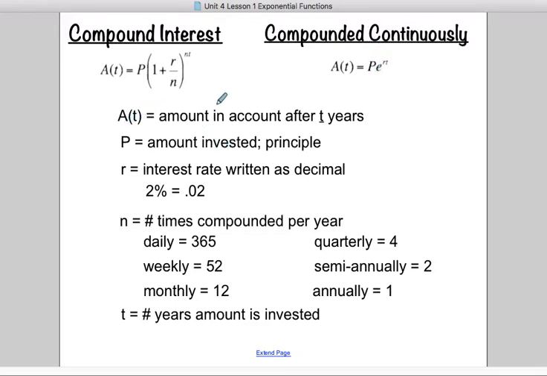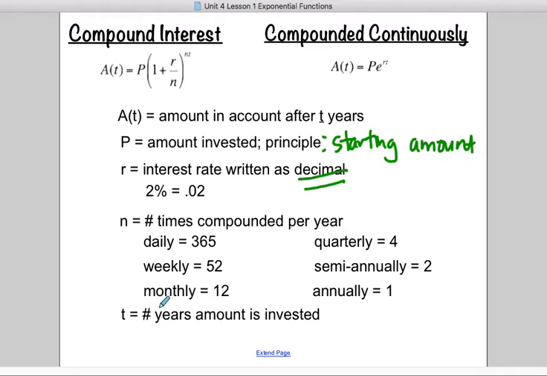So what does all of this mean? A of t is the amount in the account after t years. So it's like what you get out. You plug in all this information and what do you get out? What is your current balance of your account? P is the amount invested, or your principal. I always like to say your starting amount. How much money did you start with? R is the interest rate, and it always must be written as a decimal.